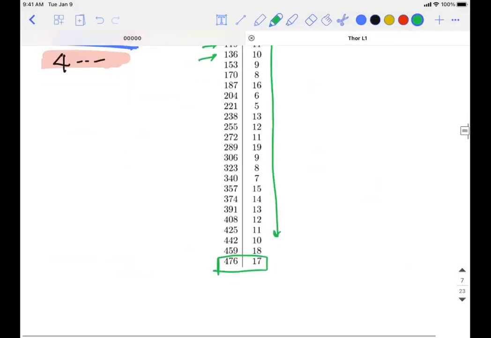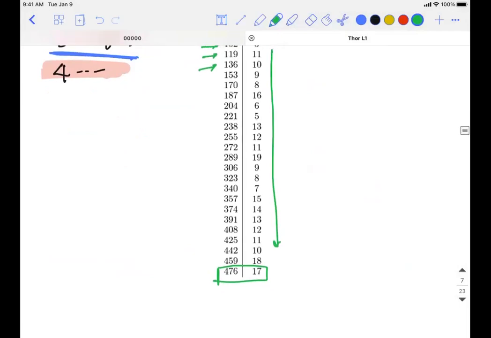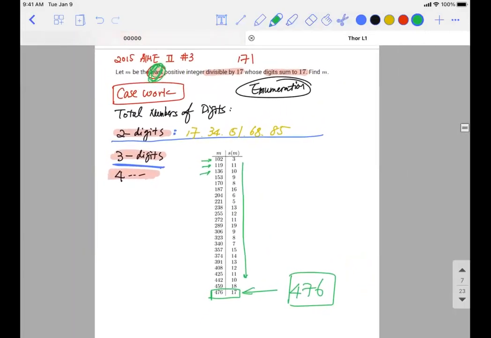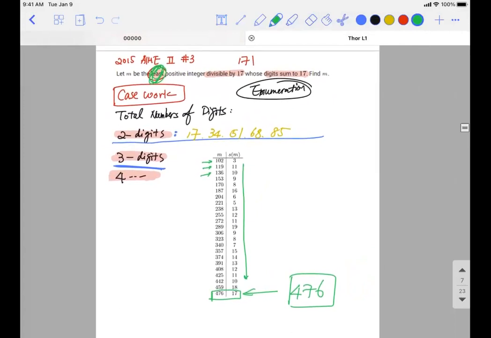476, excuse me. 476. That's going to be a multiple of 17, and the total sum of all the digits equals 17. That's it. And that's your answer, 476. So that's basically how you solve such a problem.